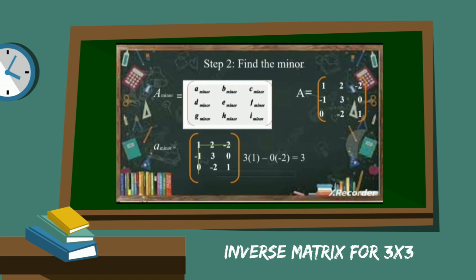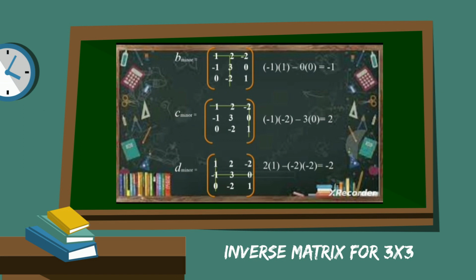The second step is find the minor. Let's take a look at the A minor. The A minor is the top left position, which is number 1. So, we cross out the row and column of number 1. Now, we are left with a 2 by 2 matrix, which is 3, 0, negative 2, and 1. So, we cross multiply and subtract. 3 times 1 subtract 0 times negative 2 equals 3. We need to do the same thing for every number until all the minors, A minor to I minor, are found.